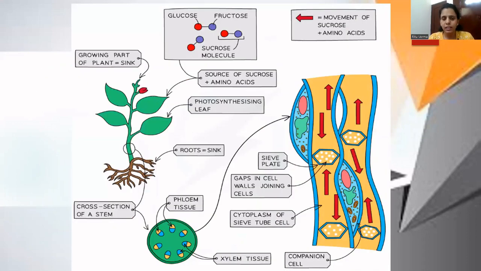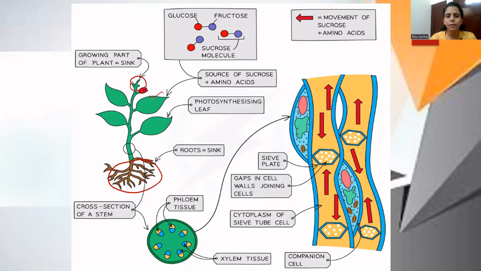Now here you can see in the diagram, let us first understand about source and sink. Okay. Source is actually the area where these food items, that is sucrose and amino acids, are produced, okay? And it can also be the region where these sucrose and amino acids are stored for a longer period of time, okay? Now if you see here, this is the root, okay, and it has stem and leaves, okay, and this one is actually the growing part of the plant, okay?